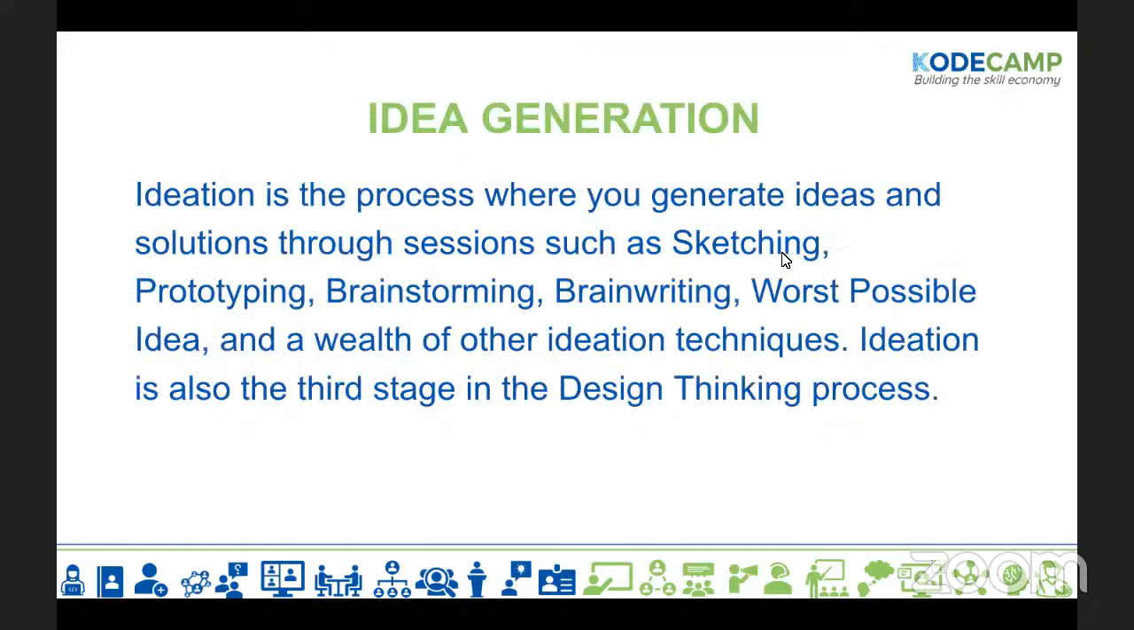So now, what is idea generation? We already talked about it in the previous class. I know that it's the third stage in the design thinking process. Idea generation is just where you generate your ideas and the solutions you've come up with through the sections you had in the past, like your research. After researching and analyzing your research, you now come up with the ideation process where you sketch, you prototype, you still brainstorm, you think of the worst idea, you think of the possible way to solve this problem. So that's just idea generation. You gather everything you've gotten so far, and put them together.